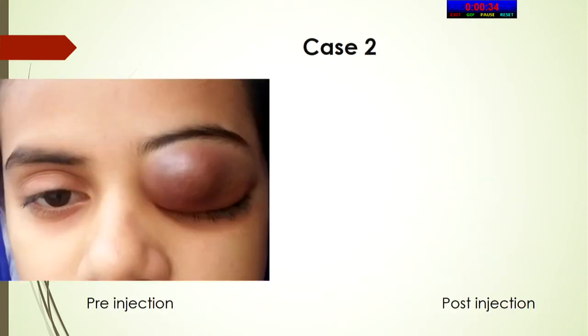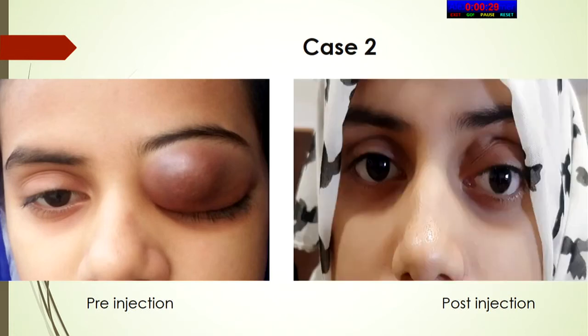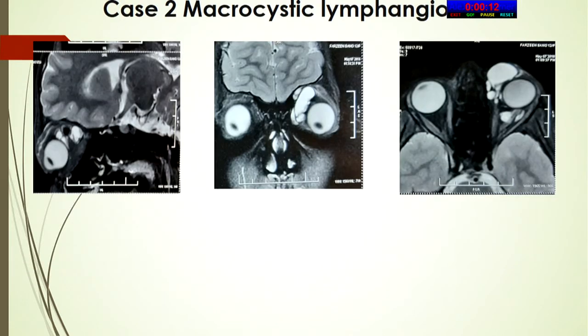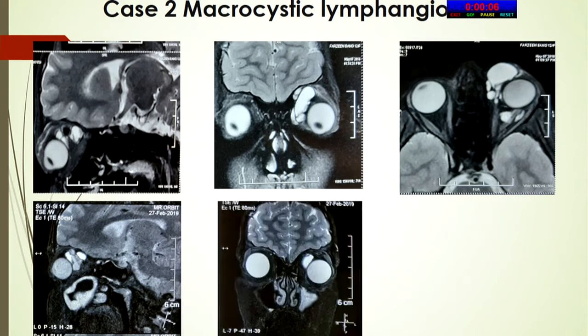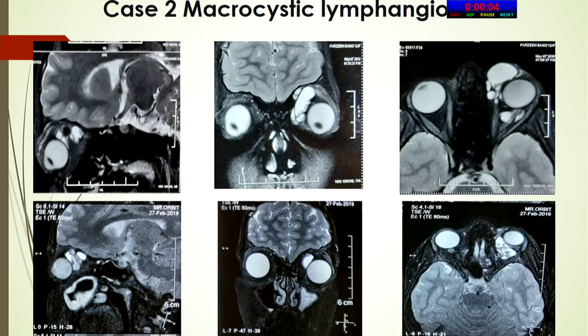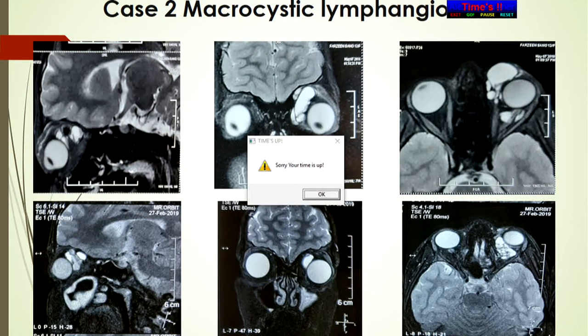Another case which had a component in the orbit as well as an anterior component in the lid. And you can see after the injections, these are not only after one injection, some are multiple injections also. So we are not going into that right now, but usually we give about a maximum of 5 injections. So you can see both the components have significantly regressed. And these are the imaging findings of this case showing both the orbital and the anterior component. And below the 3 pictures, you can see the post-injection imaging findings.